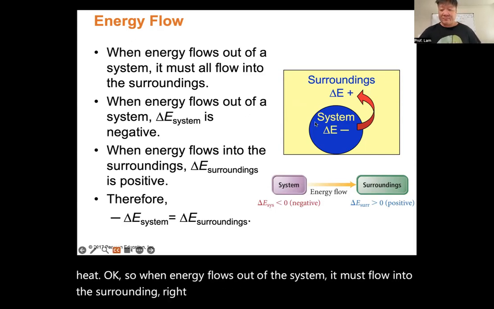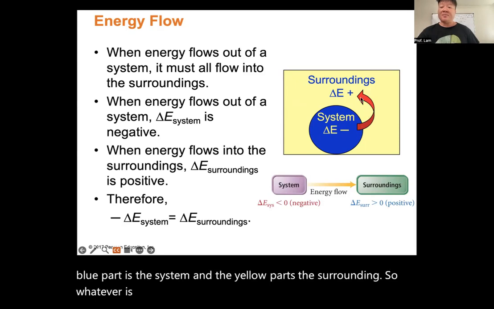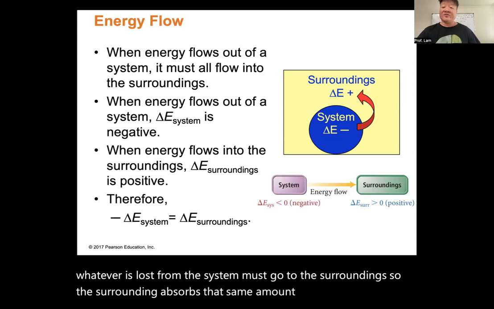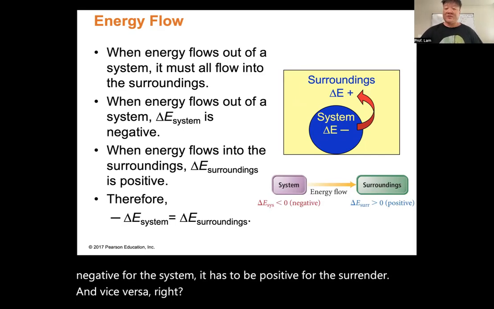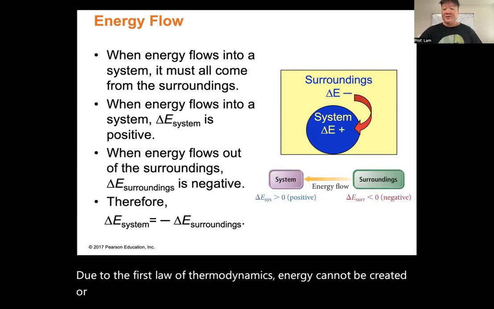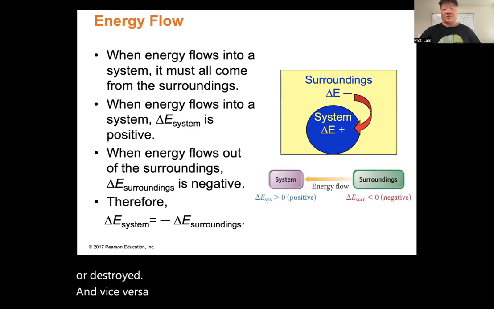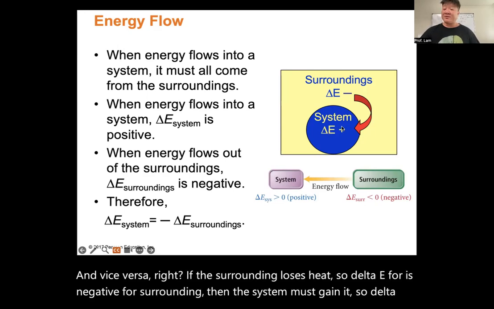So here we've designated the blue part is the system and the yellow part is the surrounding. So whatever is lost from the system must go to the surrounding. So the surrounding absorbs that same amount, right? So if delta E is negative for the system, it has to be positive for the surrounding, and vice versa, right? Due to the first law of thermodynamics, energy cannot be created or destroyed. If the surrounding loses heat, so delta E is negative for the surrounding, then the system must gain it. So delta E must be positive.